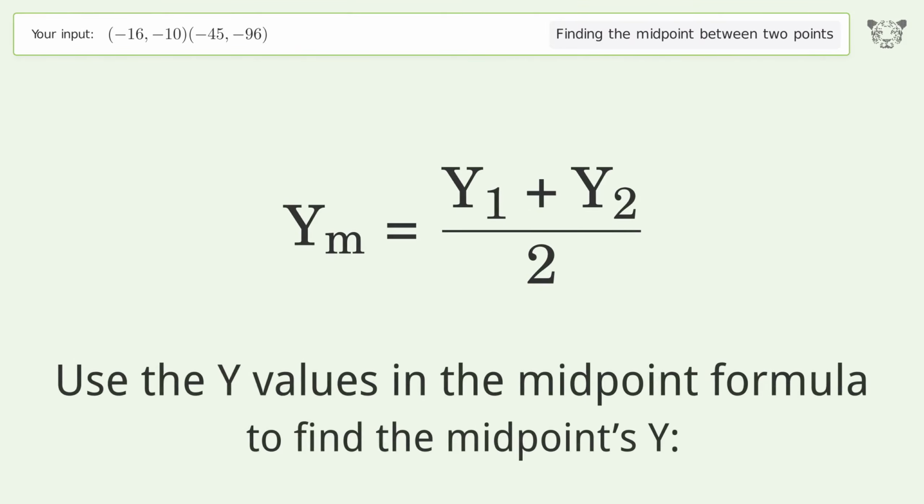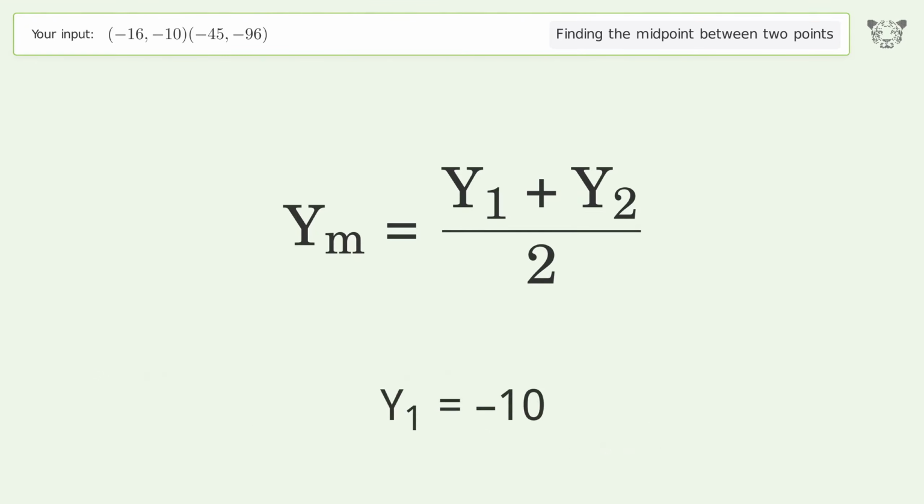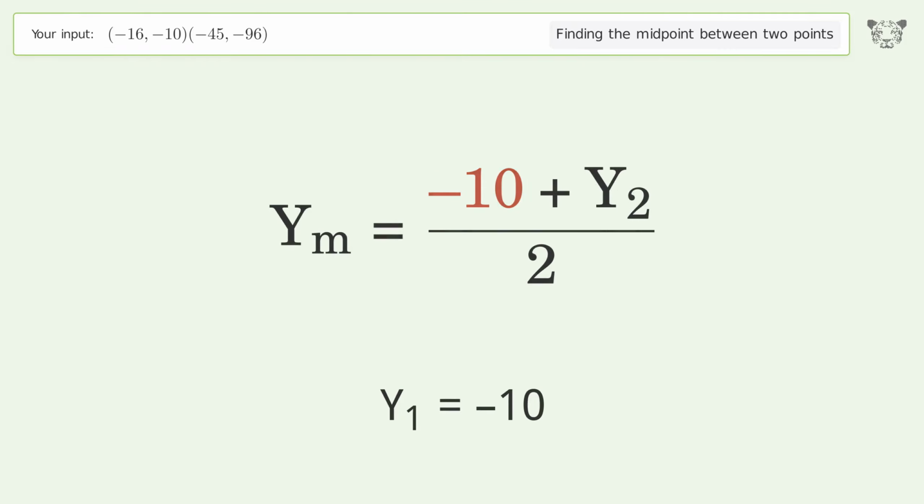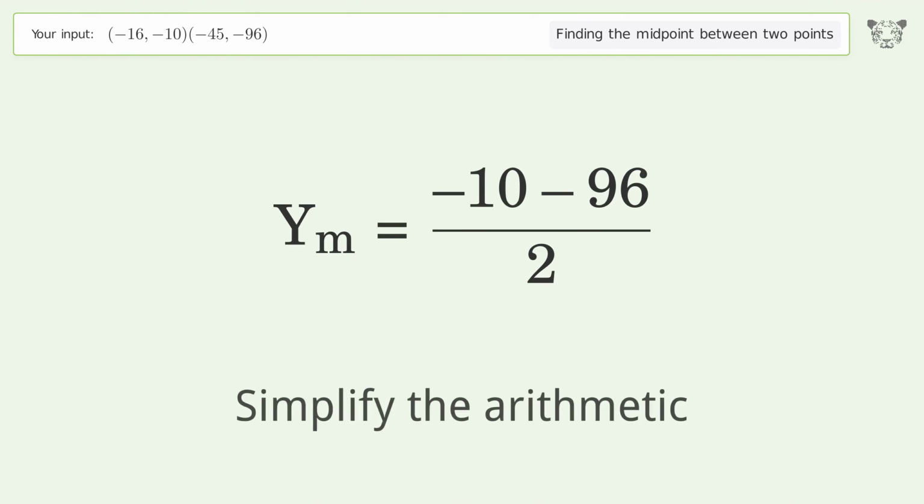Use the y values in the midpoint formula to find the midpoint's y. y1 equals negative 10. y2 equals negative 96. Simplify the arithmetic.